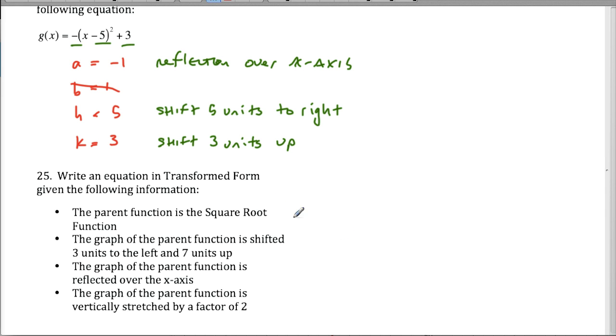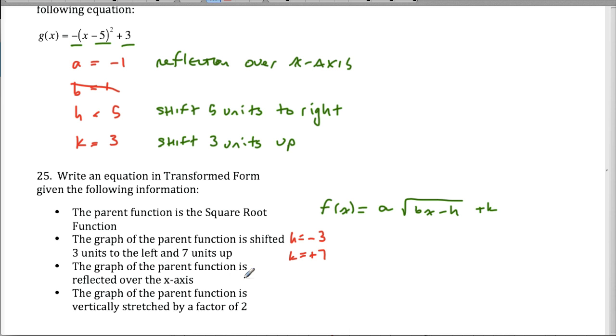So the parent function is the square root function. So I know that what I'm trying to fill in here is f of x equals a times the square root of b times x minus h, and plus k is on the outside of that square root. So now try to figure out what everything is. The graph of the parent function is shifted 3 units to the left. So 3 units to the left means h equals -3, because left is negative. 7 units up, that means k is +7, because k represents the vertical shift.